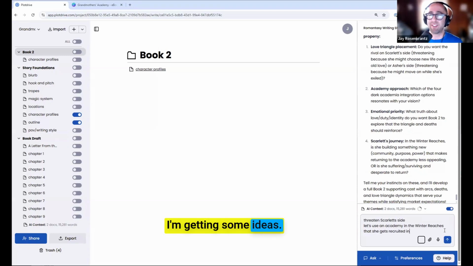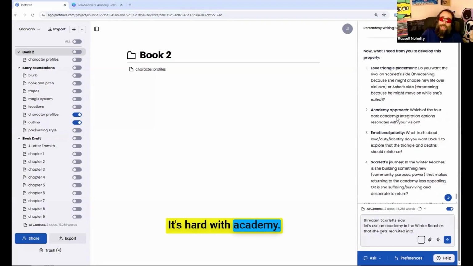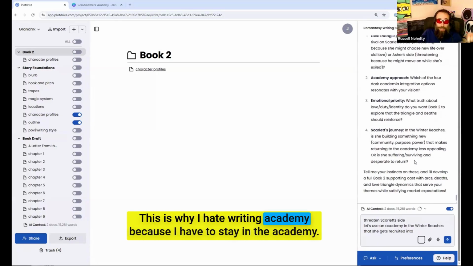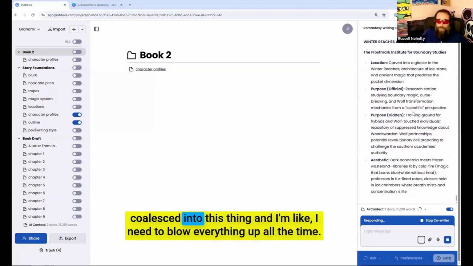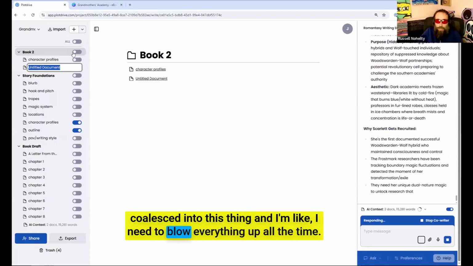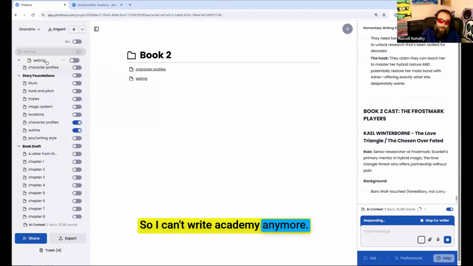I'm getting some ideas. It's hard with academy. This is why I hate writing academy, because I have to stay in the academy. Every academy takes place over the course of a year, and people grow and it all coalesces into this thing. And I'm like, I need to blow everything up all the time. So I can't write academy anymore.